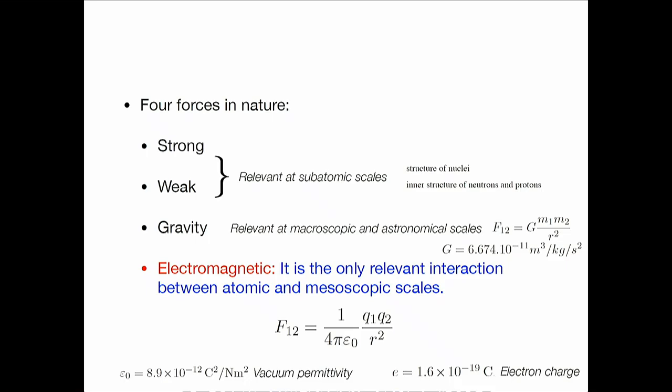But in all the cases where we will be interested, we will see that this gravity interaction is extremely small compared to the electromagnetic interaction. The electromagnetic interaction is, of course, the interaction between charged particles. And it's the only relevant interaction between atomic and mesoscopic scales. So all the matter that surrounds us, at least the soft matter, is only dictated by the electrostatic and electromagnetic interaction, plus something which I will mention, which is the Pauli principle, which is the exclusion. But you could describe most of the everyday physics of the materials that you see in terms of the electromagnetic interaction.